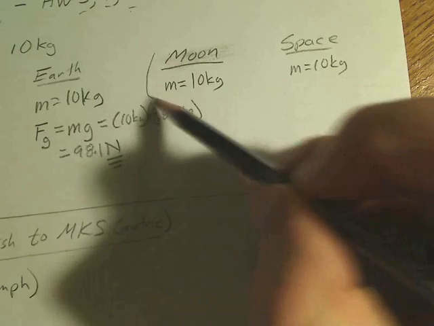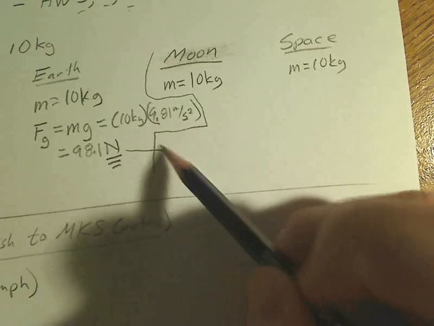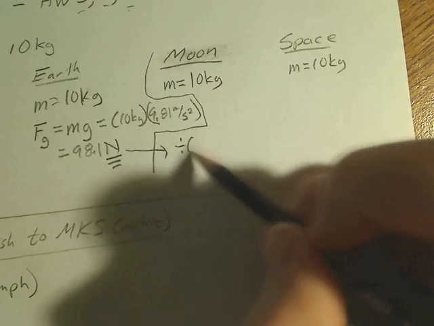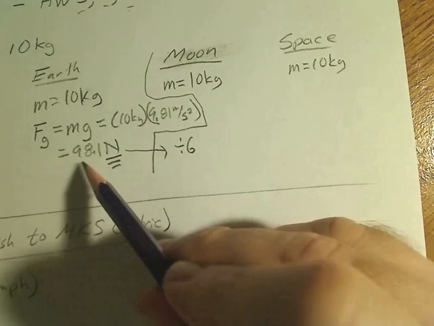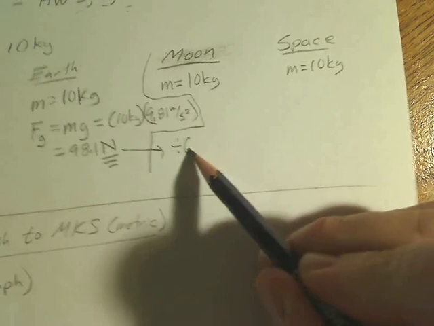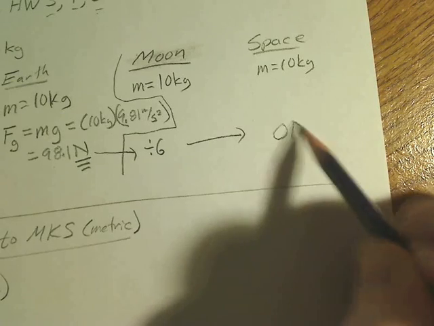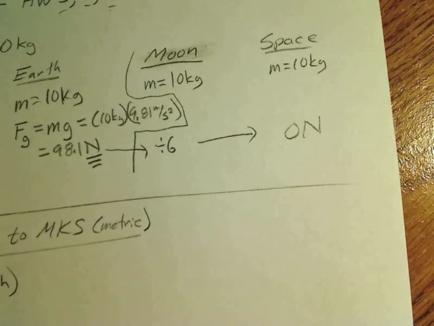To figure out what the weight on the moon is, you simply divide by 6. So take this 98.1, divide by 6, that'll give you the weight on the moon. And in space, you're weightless, so that would be 0 newtons in that case.